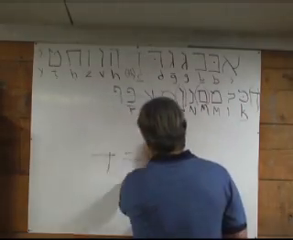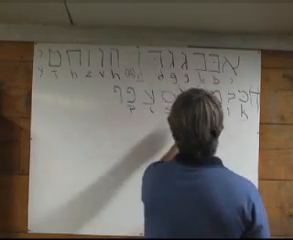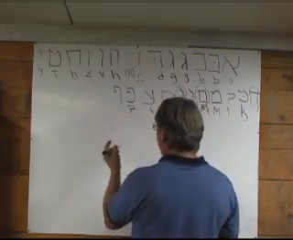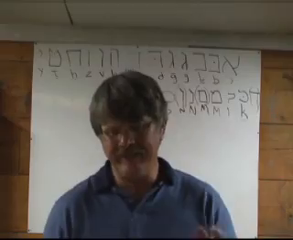And that's how the finals work. All of them except for Mem. And Mem is the square. Mem squares off. Now, Tsadi, and this is a TS.